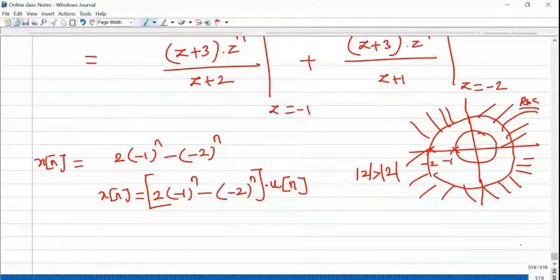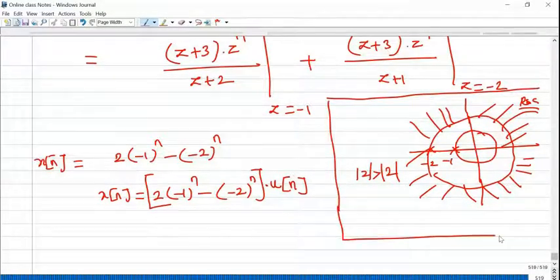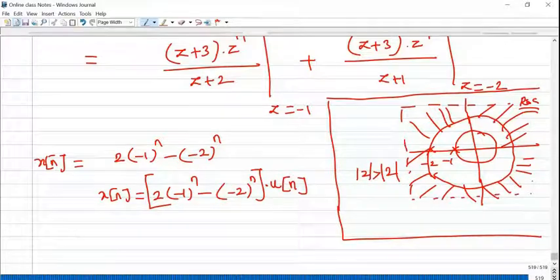Why did I put u of n? The given ROC condition is outside of the outermost circle. So we already studied that if ROC is outside of the outermost circle, the signal must be a causal signal. Already we have proved this, right? a power n u of n, minus a power n u of minus n minus 1. So this is the residue method of solving inverse Z transform.